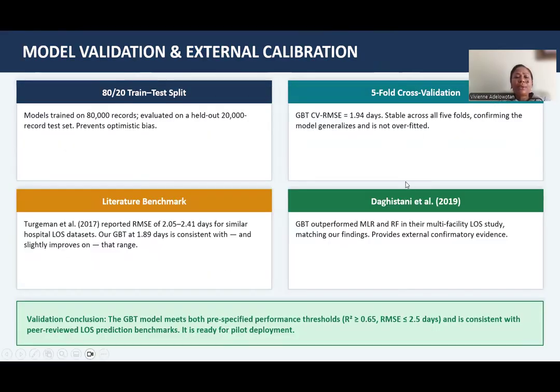Model validation and external calibration. Cross-validation confirmed the model is not overfitted. External calibration against Tujman et al. and Dagestani et al. showed my GBT results are consistent with the published literature, which gives clinical stakeholders confidence in deploying this model in a real hospital environment.